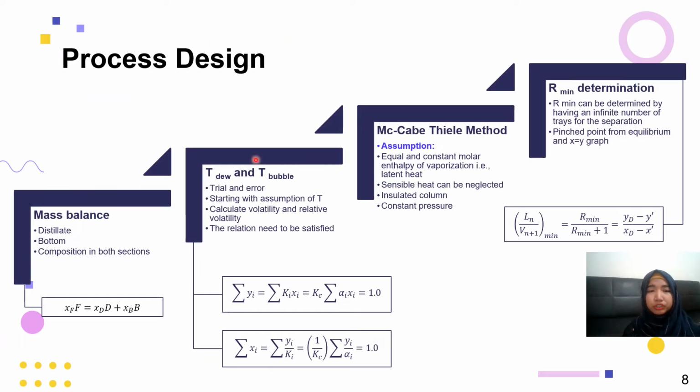Next, we'll go to process design, where the mass balance will be conducted to determine the molar flow rate of the top and bottom, and proceed to K-values and bubble point by using trial and error to satisfy these equations. And by having these assumptions, the Mercalli-Thiele method can be used for the distillation column design, and R min can be determined by utilizing this equation to know the pinch point, and it can be referred in figure 1.